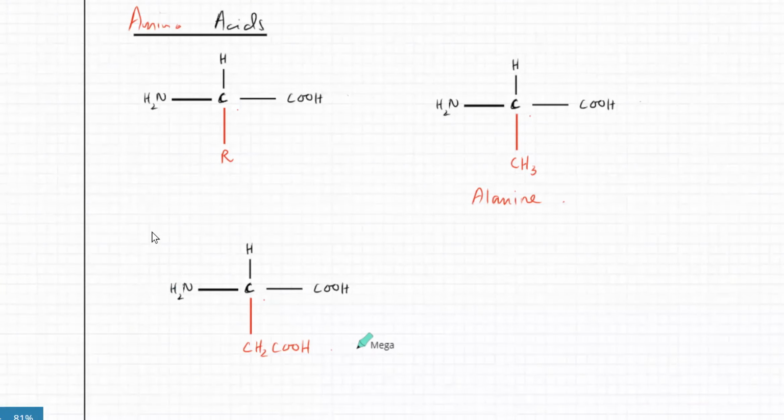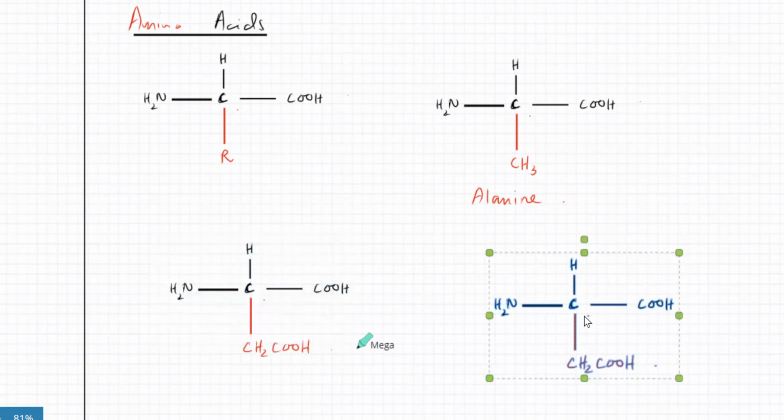And you can also have lots of other things. For example, lysine. This one is aspartic acid. Let me write that down. That's just the name of the amino acid.